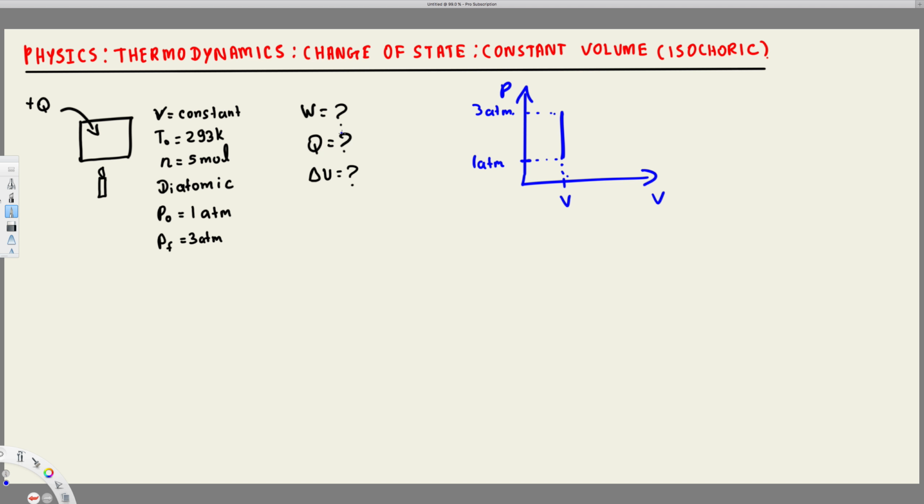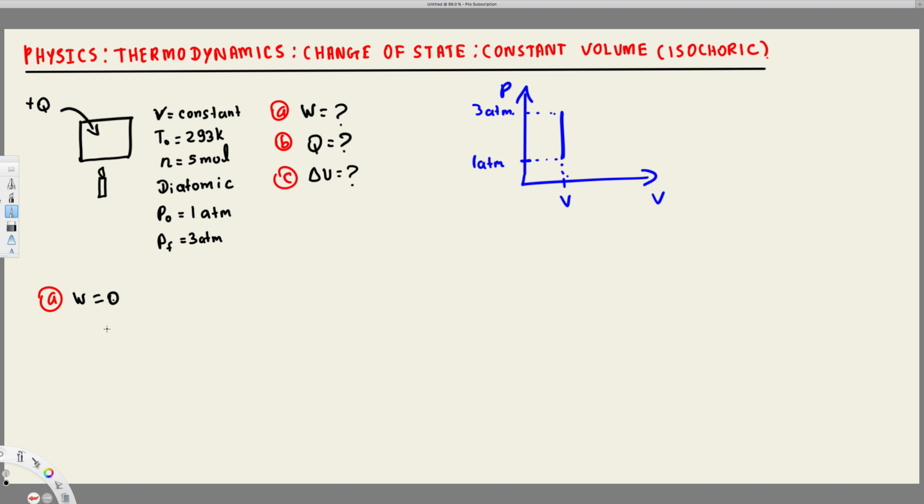So whenever we have constant volume, the work is always zero. In any isochoric process, any constant volume process, or if you see a diagram that has a vertical line in a PV diagram, the work is always zero. So that answers the first question. So let's say this is A, B, C. For answer A, the work is going to be equal to 0.